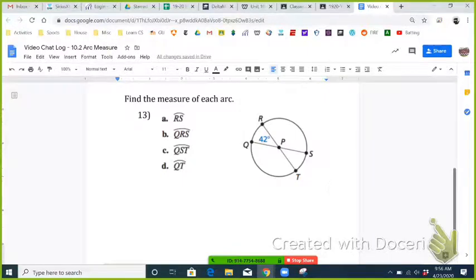Alright, so we have to find the measure of these arcs here. A couple things I want to point out first. One is that when you have a diameter, so that's a segment that goes through the center of the circle, that's going to cut the circle in half. So this arc right here is 180 degrees. Same thing here. That's a diameter, so this arc right here is 180 degrees.